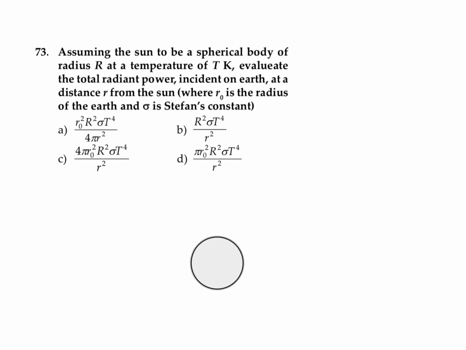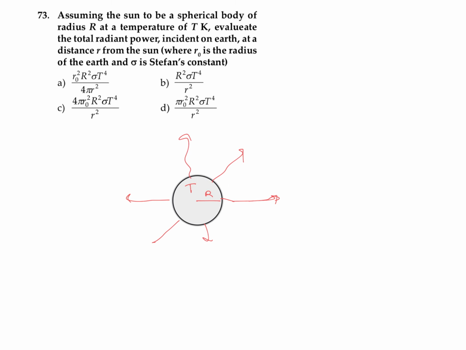We are just considering the sun as a sphere of radius, let's say, equal to r, and its temperature is T. So we know that the sun is going to emit thermal radiation in each and every possible direction. So consider Earth at a distance, let's say small letter r, from the center of the sun.